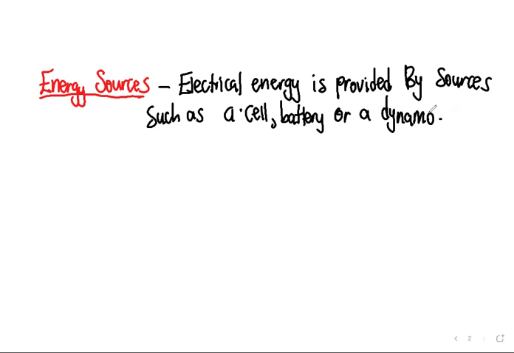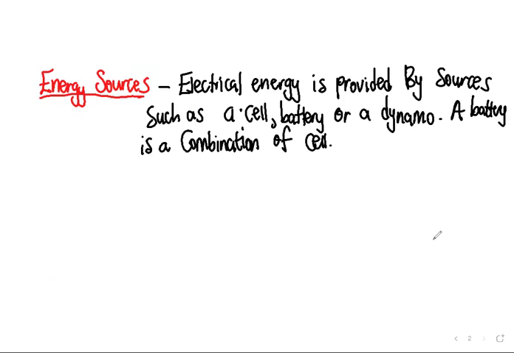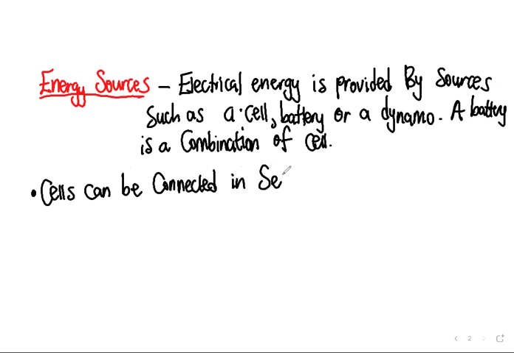So one thing that you must understand is that a battery is a combination of cells. So here you can just see I said it's gonna be a battery or a cell, because a battery is a combination of cells. And one thing that you must understand is that cells can be connected in series, or they can be connected in parallel.